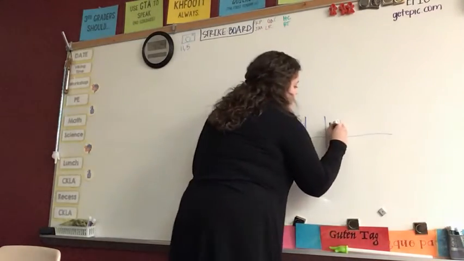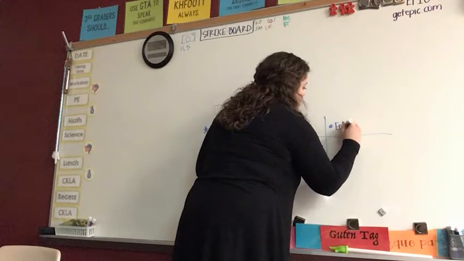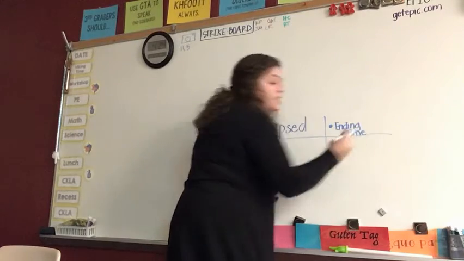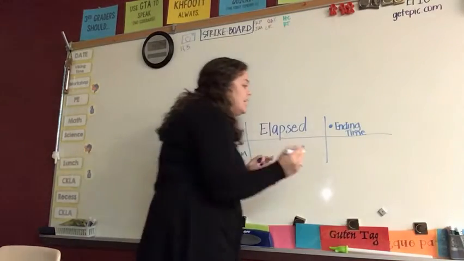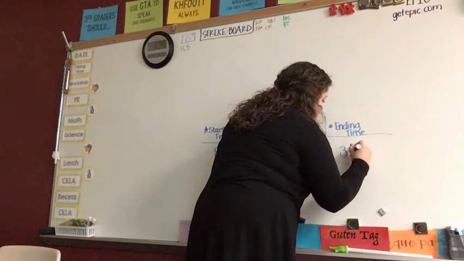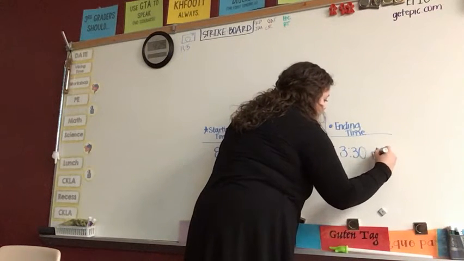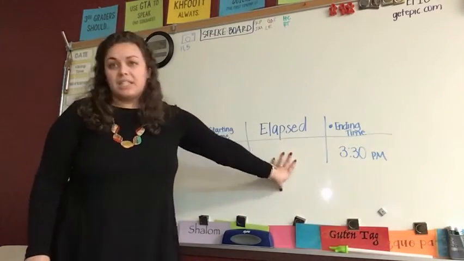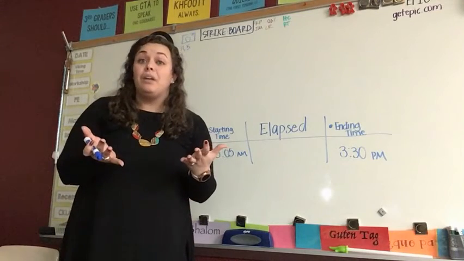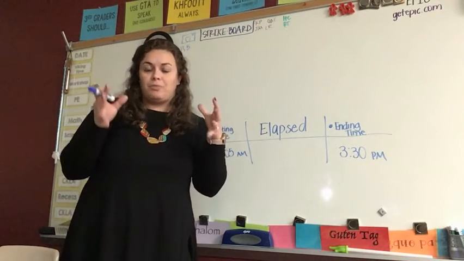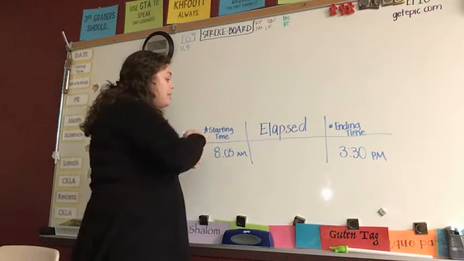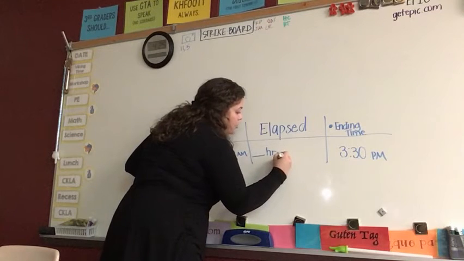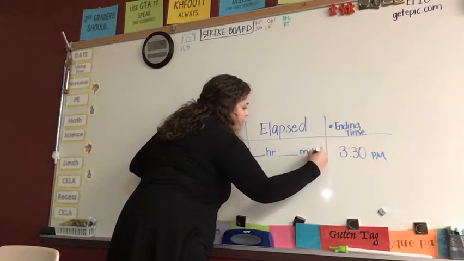Then we will have an ending time. That will be listed as just a time on the clock. Also, students leave school at 3:30 p.m. Okay? This elapsed time is going to be listed a little bit differently. You don't list it as a time because this has to be the measurement of how much time has passed. So this will be listed as so many hours and so many minutes.